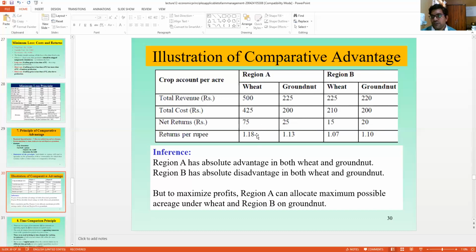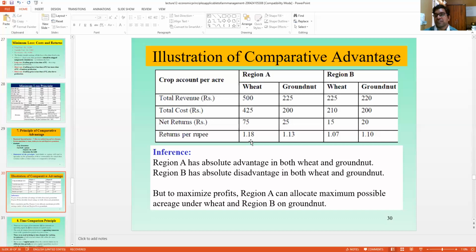So if region A wants to maximize its profit, then the region has to specialize in wheat crop alone. Similarly, if region B wants to maximize its returns, then region B should specialize in groundnut crop alone, because groundnut crop gives comparatively better returns to region B when you're comparing it with wheat. Similarly, region A, wheat crop gives comparatively better returns.